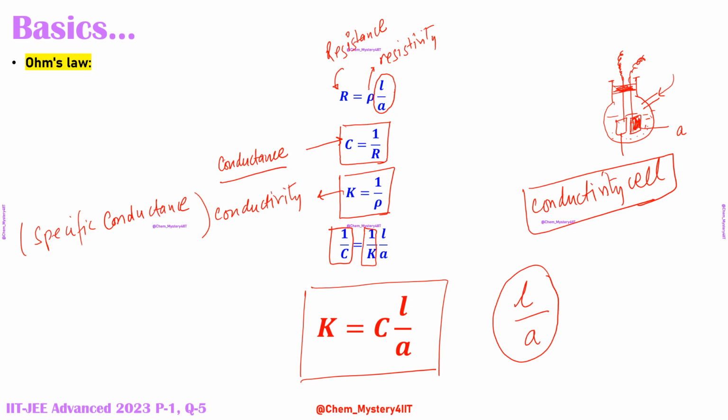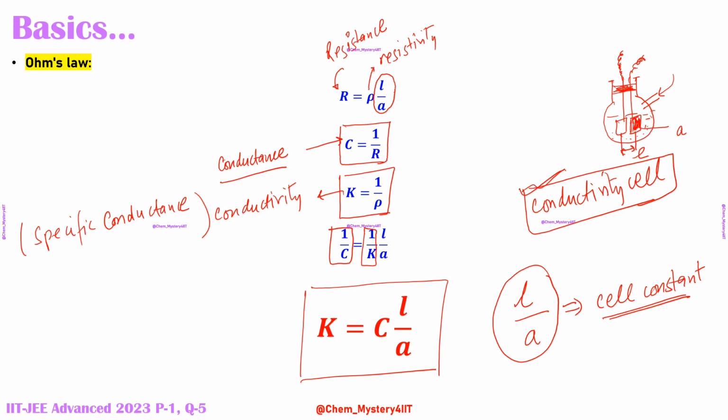Also, the distance between these 2 electrodes, that is considered as L, that also for this given conductivity cell does not change. So this L by A we are calling the cell constant. The cell constant should be considered as the conductivity cell constant and not the galvanic cell or electrochemical cell constant. So that cell constant for a given problem, whenever we are given, we will be keeping this as a constant.